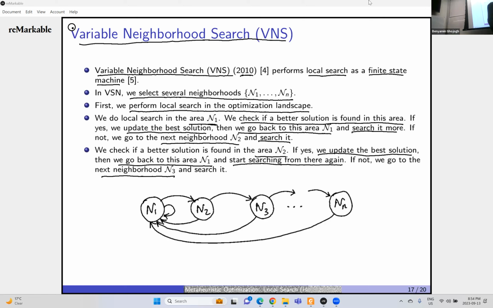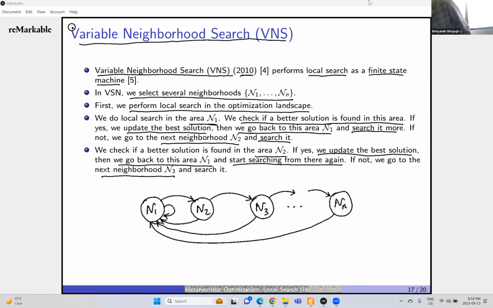I go to n2. I search again. If I find a better solution, great. Let's go back and start from n1 again. Probably we can find a better solution starting from n1, right? If not, we get disappointed of n2, we go to n3, right? Then we search. If we find a better solution, go back to n1 again. If not, go to n4, like this.